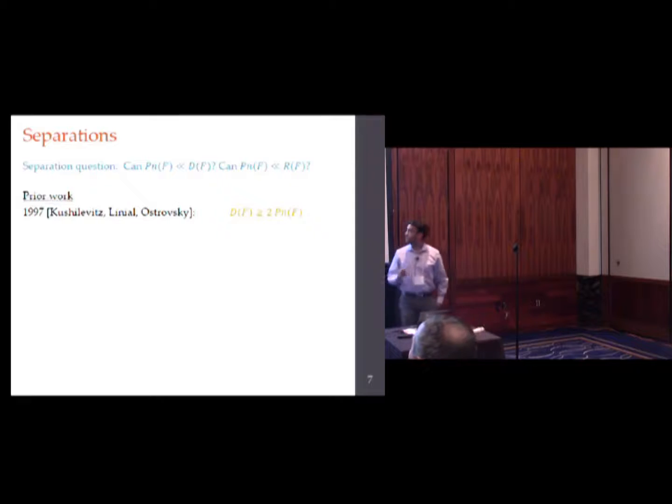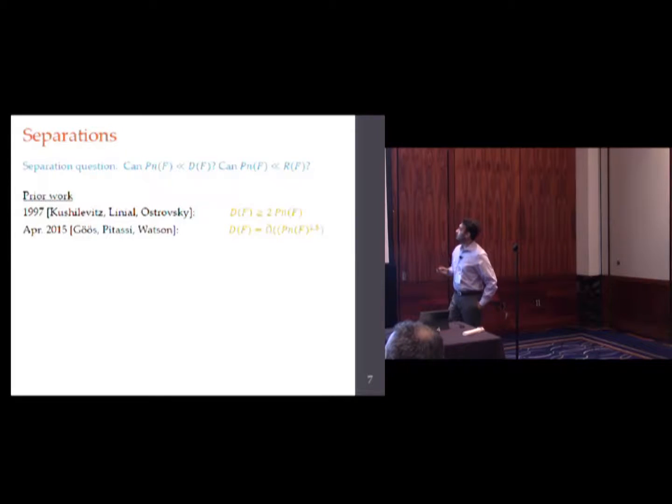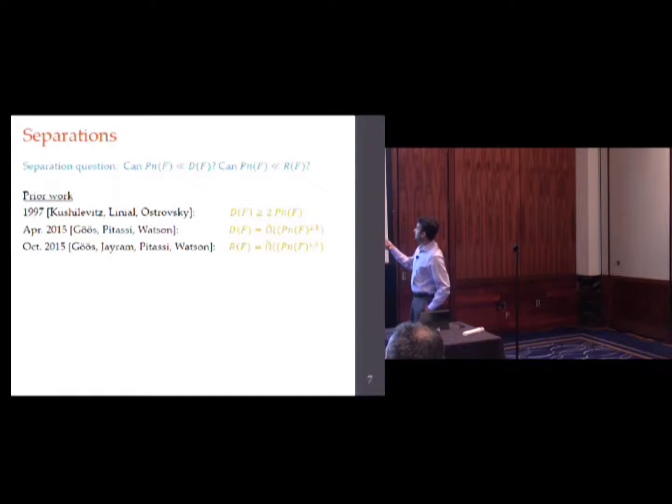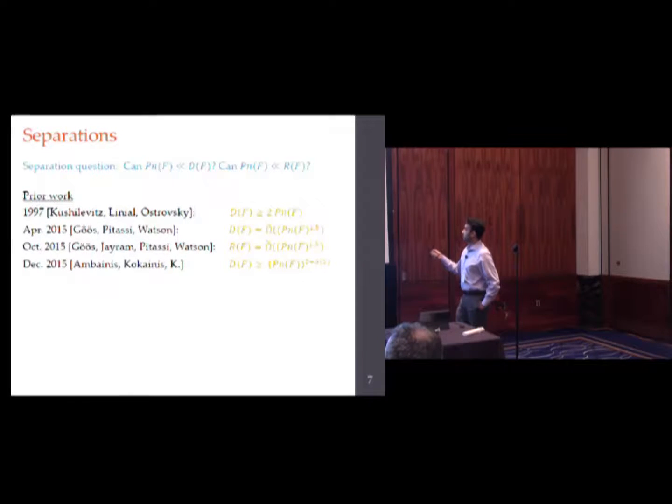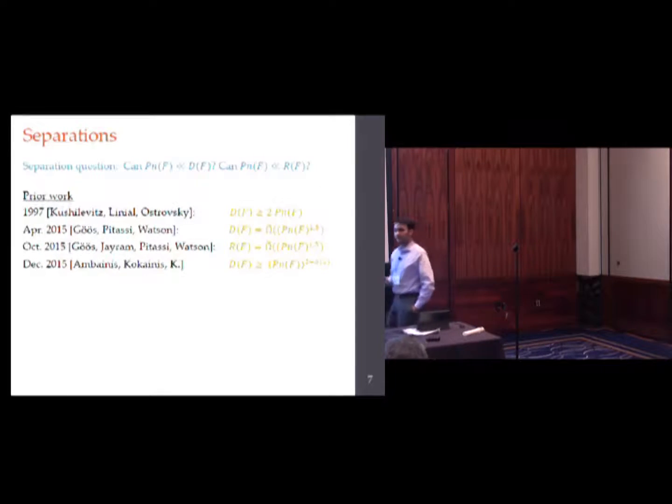And last year, there was a breakthrough by Göös, Pitassi, and Watson, and they showed a power 1.5 separation between deterministic communication complexity and the partition number. So this is the first superlinear separation between these two measures. And then later on, they followed it up with Jayram. They improved this separation to, they had the same right-hand side, but now it's gone from deterministic to randomized. So it's a lower bound against a stronger model. And then finally, again, last year in December, Ambainis, Kokainis, and myself, we improved the original separation from 1.5 to essentially 2 minus little o of 1.